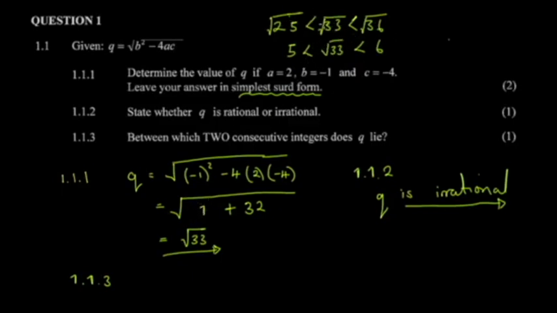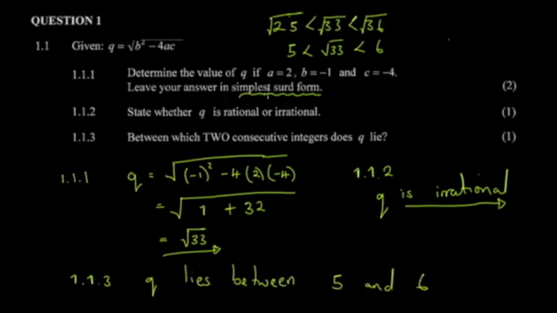So you're inspecting 33, you're saying, okay, which nearest number when we're going down do we find a square? So it's obviously 25. After 25 you'd get 36. So 33 is kind of sandwiched in between. So then you take square roots of all the numbers, then you realize it's between 5 and 6. So which two consecutive numbers does Q lie between? So you're saying Q lies between 5 and 6. Okay, so this is it.